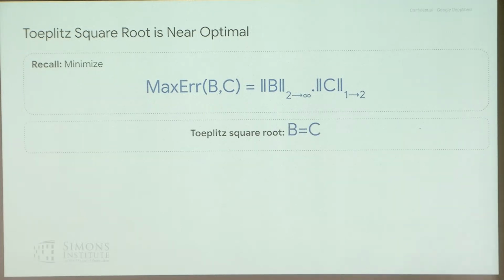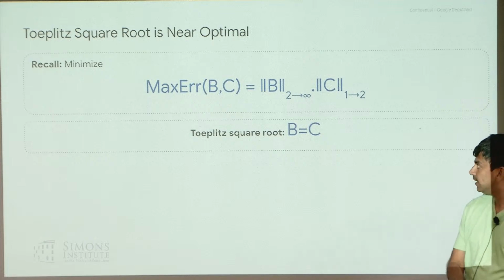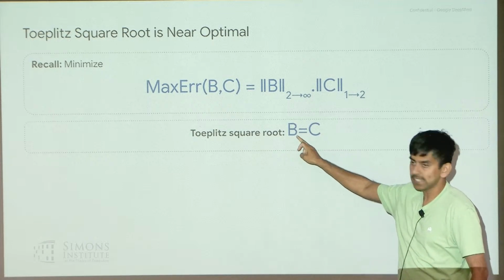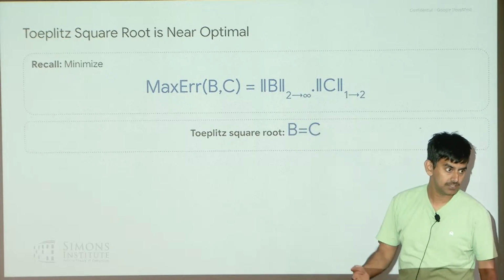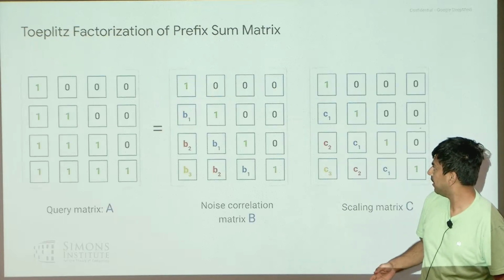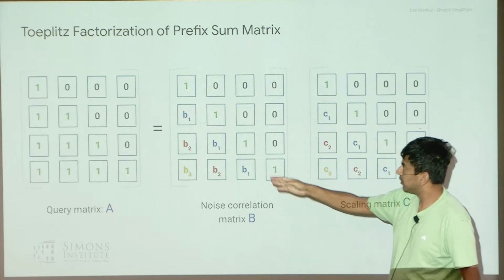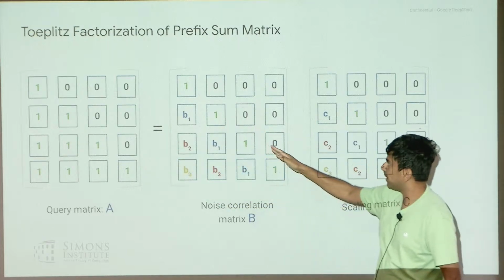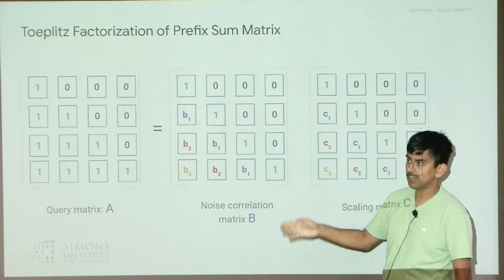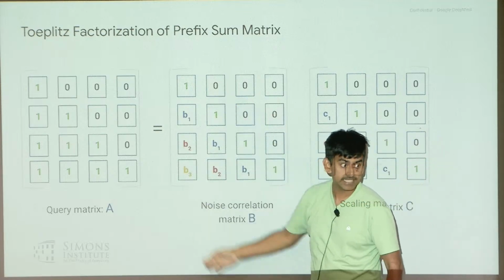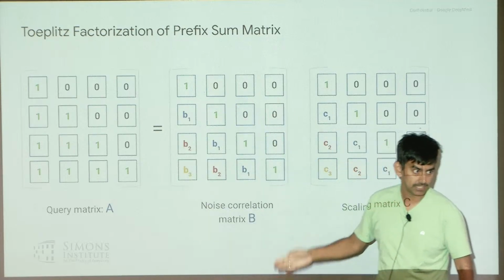Now, the class of matrices I will look at, B and C, will be Toeplitz square roots, meaning that B is a Toeplitz matrix. That A is a Toeplitz matrix is obvious. What is a Toeplitz matrix? Sorry, I should have said this: A is a lower triangular matrix. A matrix is Toeplitz if its diagonals are constant. In particular, a Toeplitz matrix can be defined by a single column.